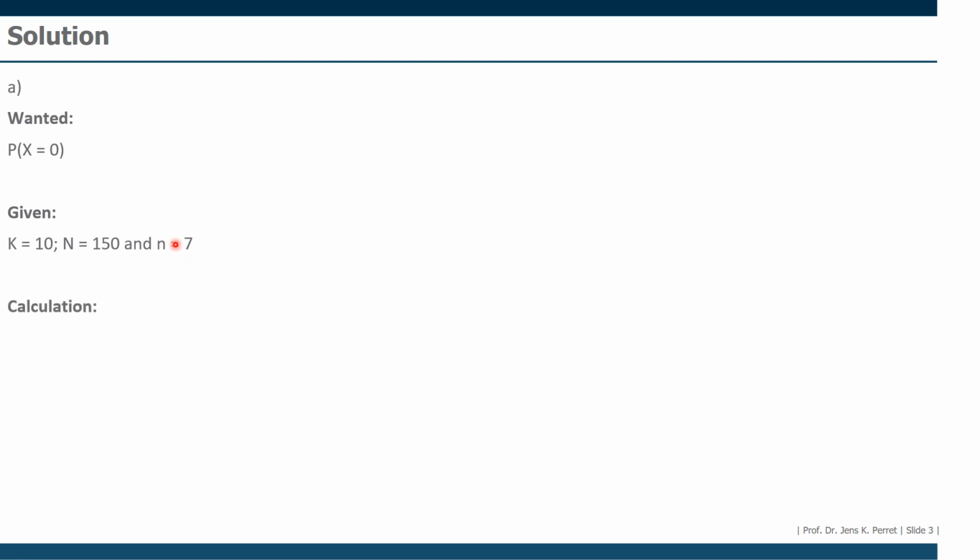With this in mind, we have all the 4 numbers we need for the probability function of the hypergeometric distribution. So we can simply insert this. We have 10 over 0, so that's large K over small k, times 140 over 7, so that's large N minus large K over small n minus small k. All of this is then divided by large N over small n.